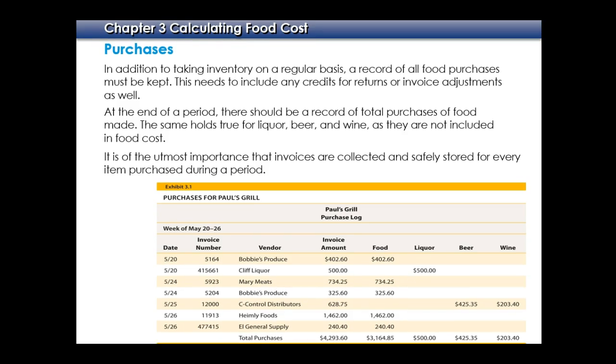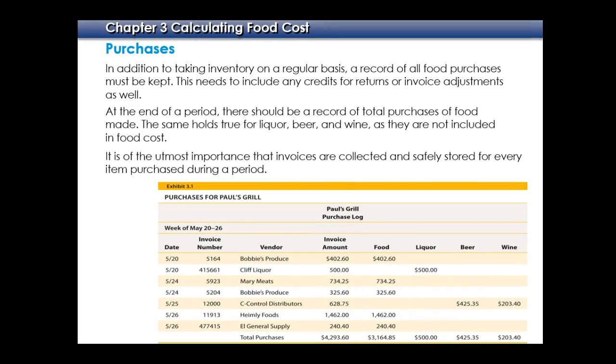Not quite what I want to do, but we get to see the bottom of it now. So here's an example of a purchase log. It has all your invoices, the date, invoice number. Those are really important to make sure you have. If you have multiple invoices from a vendor, this will make sure you keep things straight. And it's all broken down into different categories.